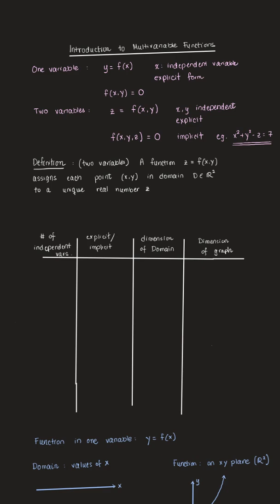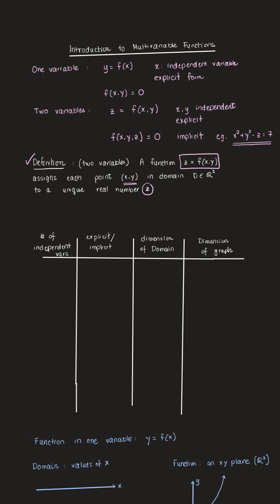So let's return to our definition of a function. In one variable, we knew that a function was a map that took an input value and mapped it to exactly one output value. So for every input, we had exactly one output. For two variables, we have a function defined as z equals f of x, y, and we assign to every point x, y in our domain, so now our domain is 2 dimensions, a unique real value z.